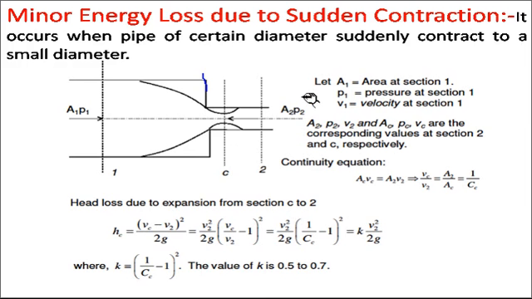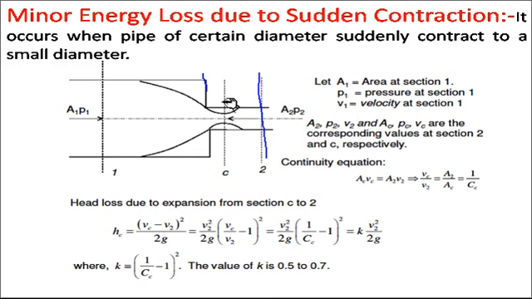Now from the figure we have A1 as the area at section 1, P1 is the intensity of pressure at section 1, V1 is the velocity at section 1. This is all about section 1. In the same manner we have A2, P2, V2 as the area, pressure and velocity at section 2, and AC, PC and VC are the corresponding values of area, pressure and velocity at section C.